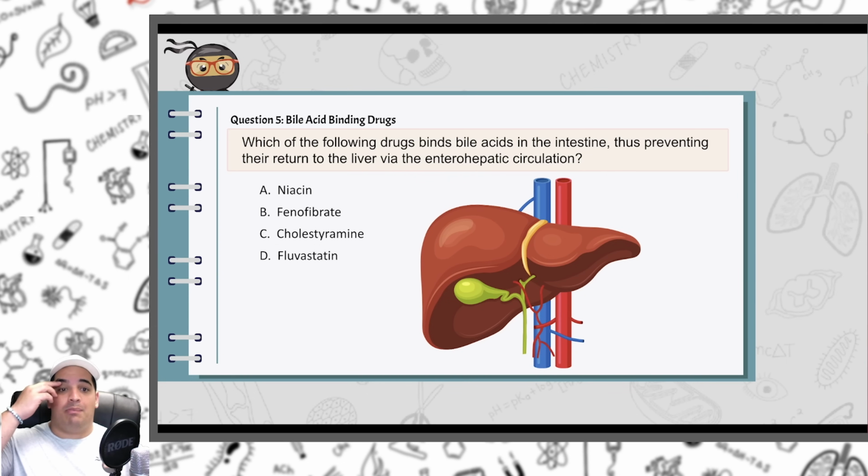Which of the following drugs binds bile acid? So it has to be a bile acid sequestrant in the intestine, thus preventing the return to the liver via the enterohepatic circulation. And if you remember, with fewer bile acids, the liver has to make more of it, and with less cholesterol, there are fewer LDL receptors, so it actually increases the synthesis of LDL receptors. You pull more LDL into the liver cell, but it can also increase the synthesis of triglycerides. This was the bile acid sequestrants. Which one is this? Cholestyramine. So it's got to be C, cholestyramine.